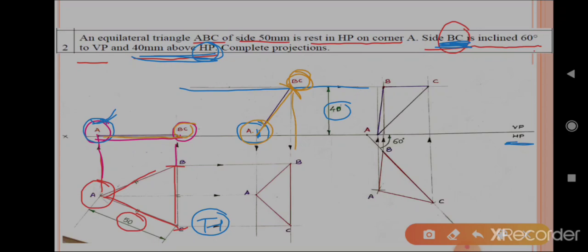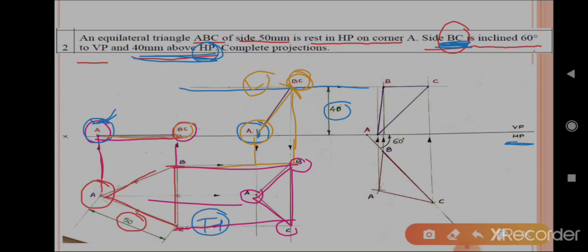Then take the vertical projection lines from the front view, matching the point B with B, we get the point B here. Similarly point C, and similarly point A. Connect the points, we get the top view of the inclination.